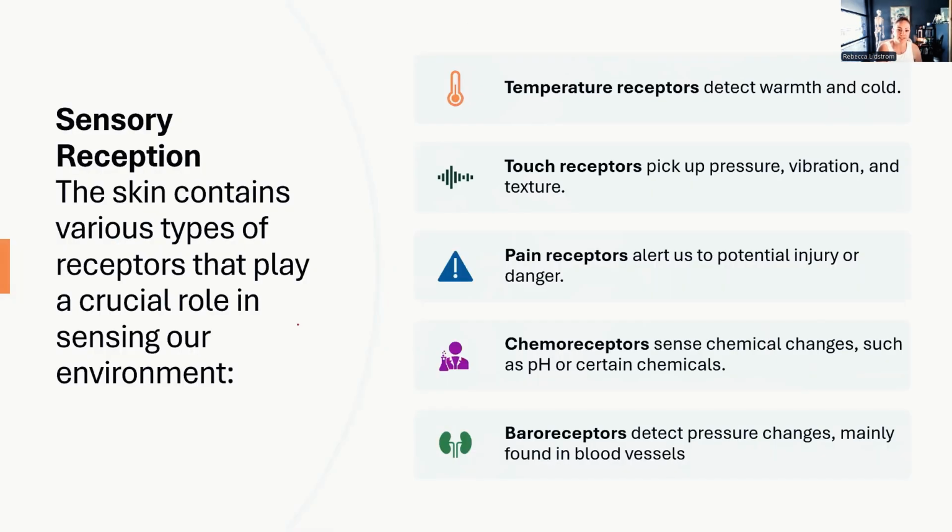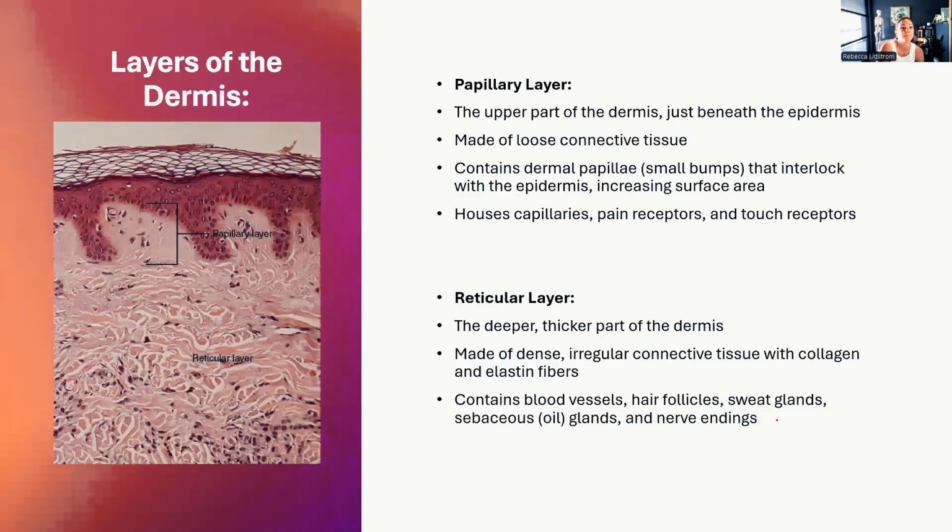So here are some different examples of sensory receptors, and a lot of these are inside the skin, and we talked about them. So temperature receptors, touch receptors. Touch can include pressure, vibration, texture, and pain receptors are going to be there. We have chemoreceptors and baroreceptors that pick up changes. Now, not all of these are found inside the skin, but these are just examples of some of the other types of sensory receptors we have around our body.